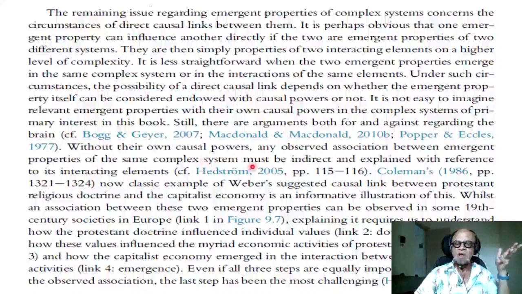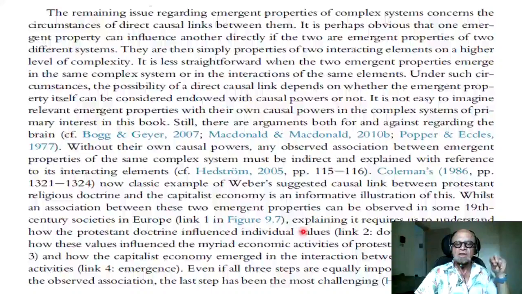Without their own causal powers, any observed association between emergent properties of the same complex system must be indirect and explained with reference to its interacting elements. You can read these papers for understanding what is meant. Coleman's now classic example of Weber's suggested causal link between Protestant religious doctrine and the capitalist economy is an informative illustration of this. Whilst an association between these two elements, capitalism and Protestantism, these two emergent properties can be observed in the 19th century societies in Europe.